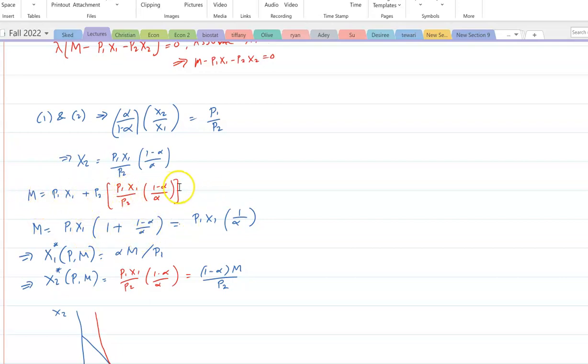So this equation here will now be just a function of x1. You can solve for x1 as a function of prices and income. Now, after you have x1 as a function of price and income, you can use this one again. You can plug it in there and then you'll have this.